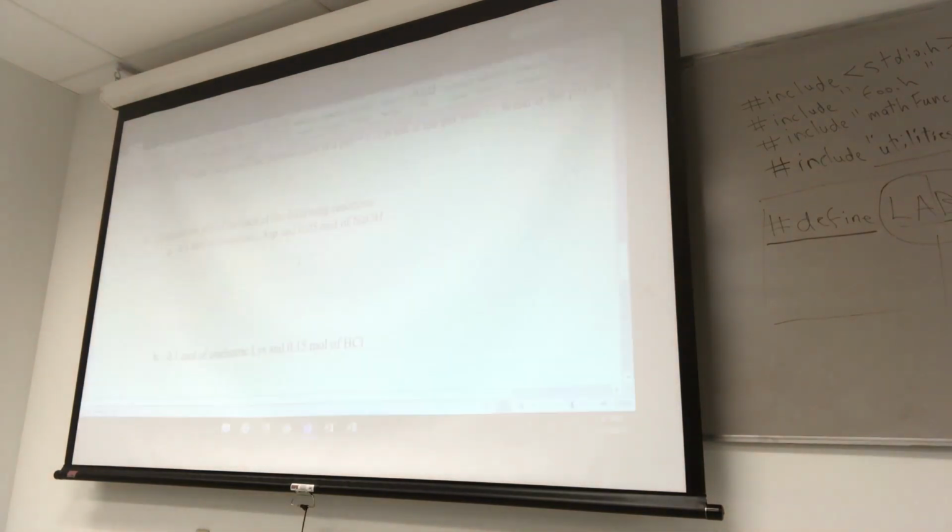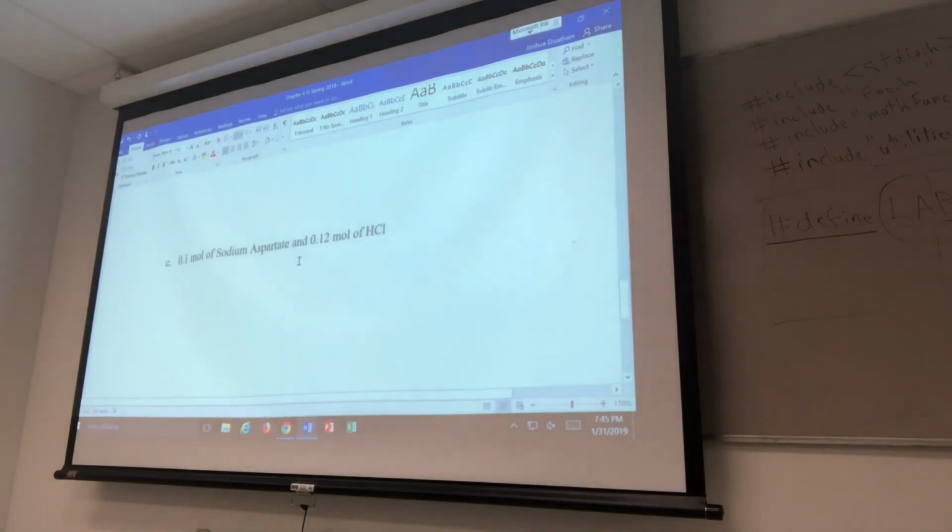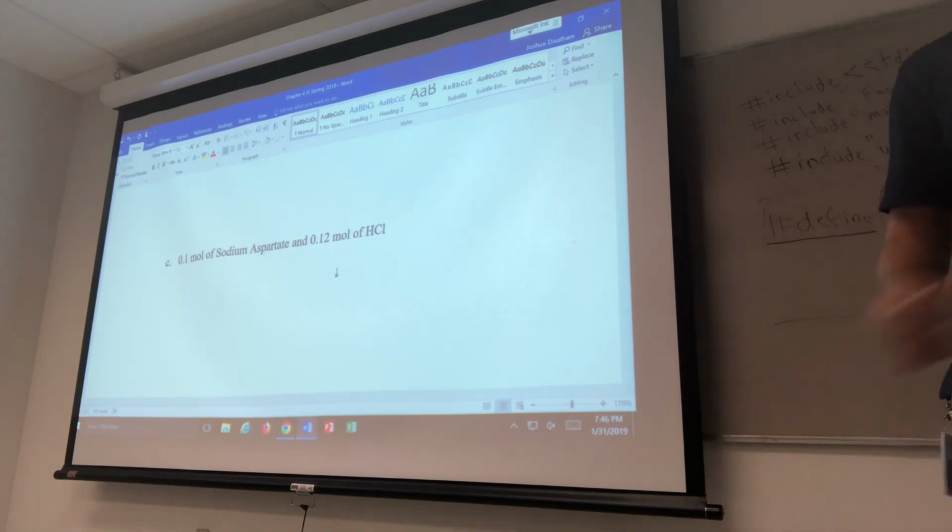Okay, so flip back to this. I'm going to do this problem right here. This is an example of a question where they want you to solve for the pH of a reaction between sodium aspartate and HCl. You won't be given this exact one, but the way we solve this will be very similar to how you solve the question on the exam.